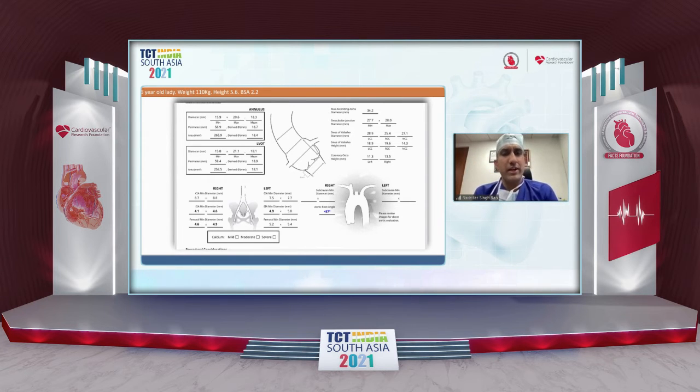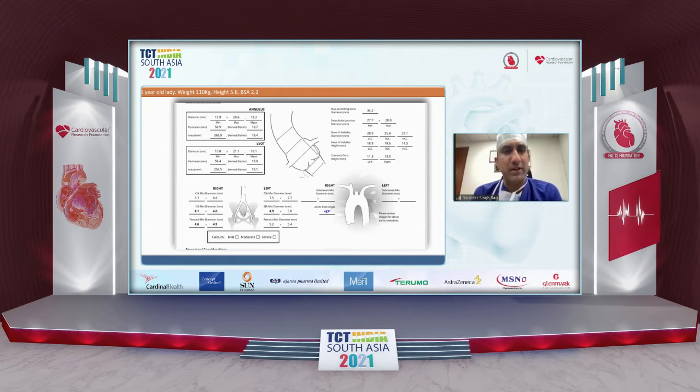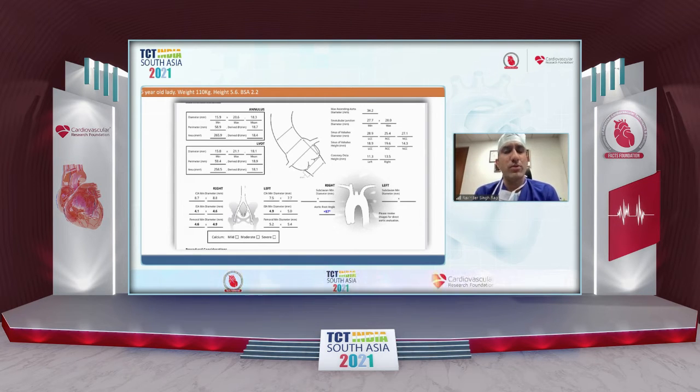Now, if you put a 20 millimeter balloon-expandable valve in this patient, she will end up having patient-prosthesis mismatch just because she is very obese, and obesity is a predictor of increased cardiac output and increased patient-prosthesis mismatch. So this is very important.